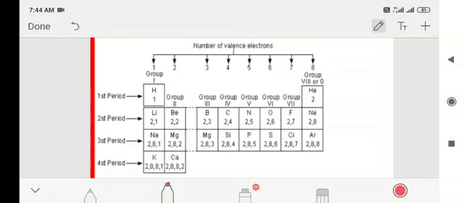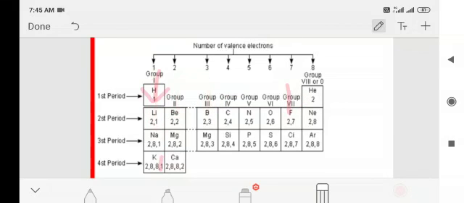Now to find out about the group, look at this first group. All first group elements have one valence electron. The last shell contains one valence electron. So the valence electron will tell you which group the element belongs to. All these elements have one valence electron, so they belong to the first group. The second group elements have two electrons in the last shell, so they belong to the second group. The third group elements have three electrons in their last shell, so they belong to the third group. And look here, the seventh group elements have seven electrons, so they belong to the seventh group.